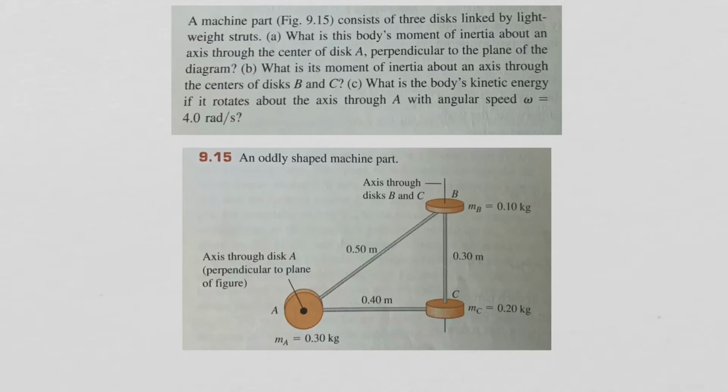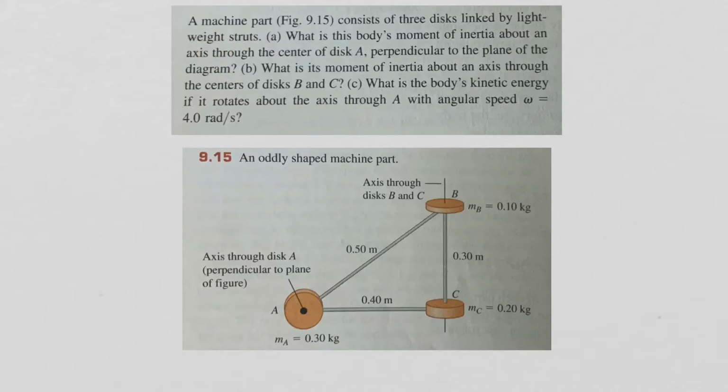Let's see how we can calculate the moment of inertia of a complex object by splitting the object into individual components. So the problem at hand is the following. We have a machine part that's shown in the picture below, and this consists of 3 discs that are connected with lightweight struts.